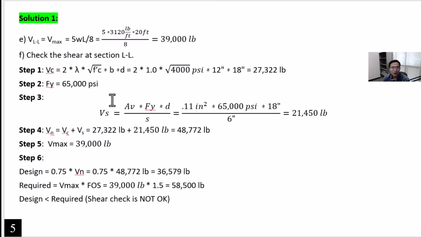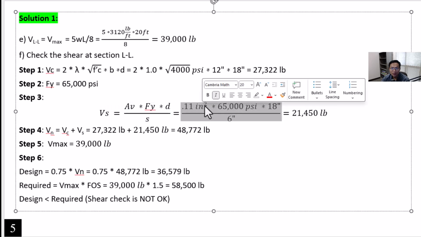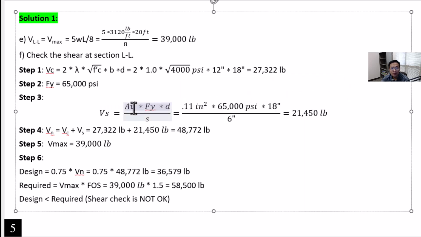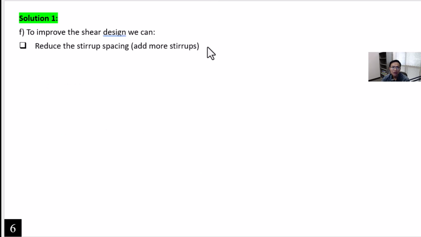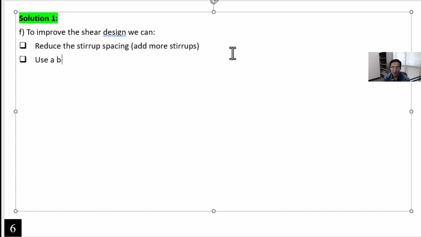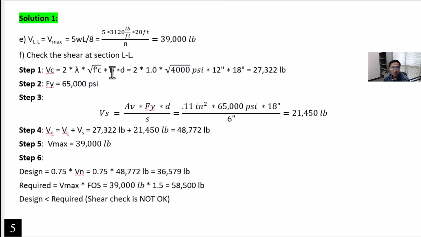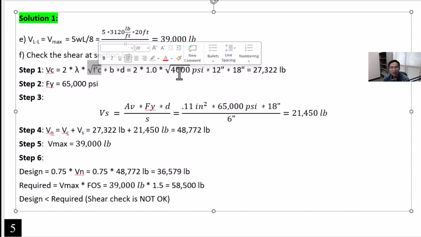The second thing you can do is increase the size of the stirrup over here. When you increase the size of the stirrup, you increase Av. When Av increases, Vs will increase, and the whole thing here will increase. That results in the desired value increasing as well. So you can use a bigger stirrup bar. For example, bar number 3, I will change that maybe to bar number 4 or bar number 5, like that.